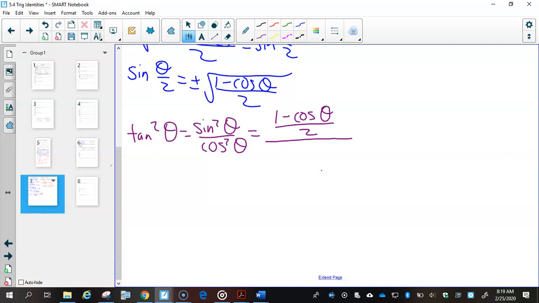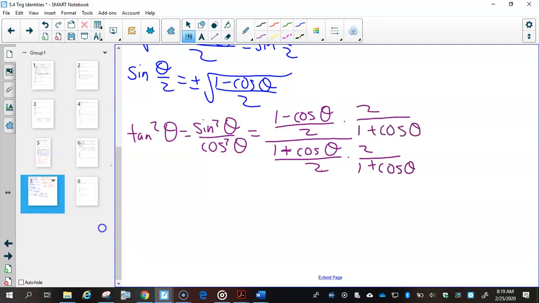When I do this, I'm going to just make these thetas instead of theta over 2, or 2 thetas. In this, I have fractions within fractions, so multiply by your reciprocal. Here, your denominator cancels. You're left with 1 minus cosine theta all over 1 plus cosine theta.